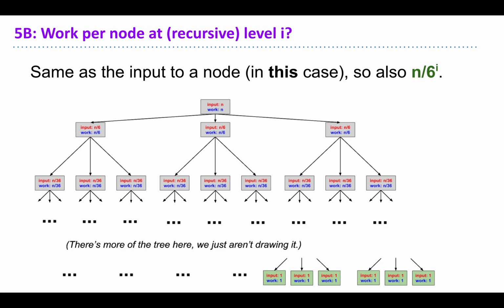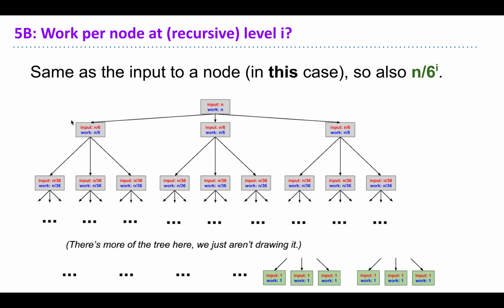Okay, so for 5C, what's the number of nodes at level I? We're going to do the same sort of thing where we try to find a pattern. What is the number of nodes at level 0? Well, we have one node at level 0, right? No other nodes are 0 hops away here. So if I is 0, we want 1.